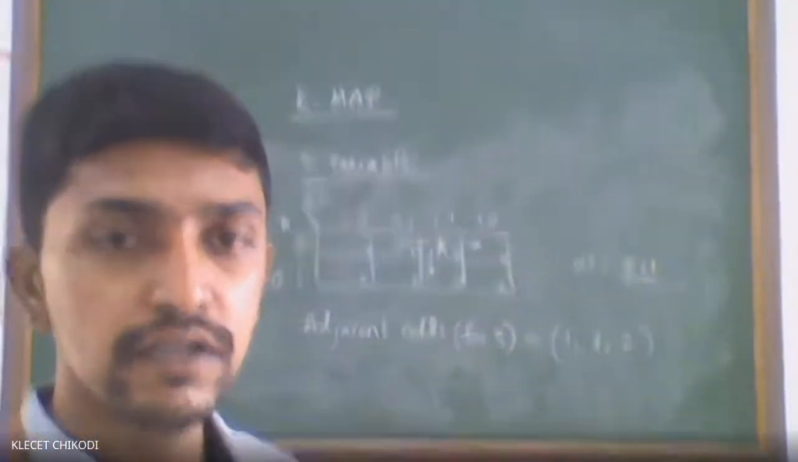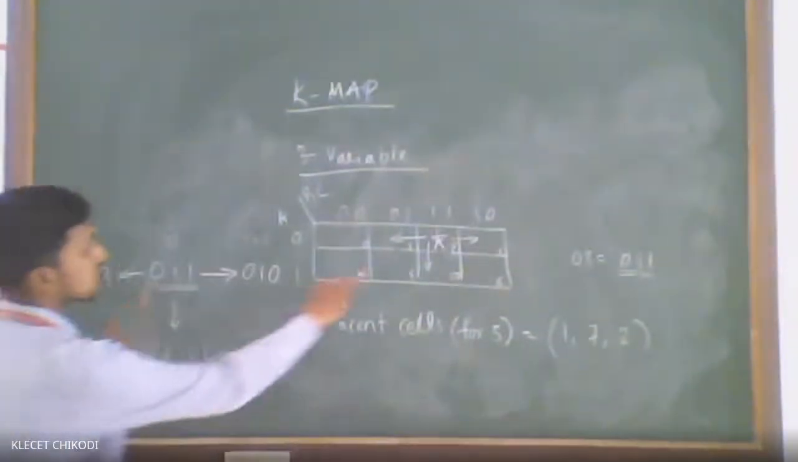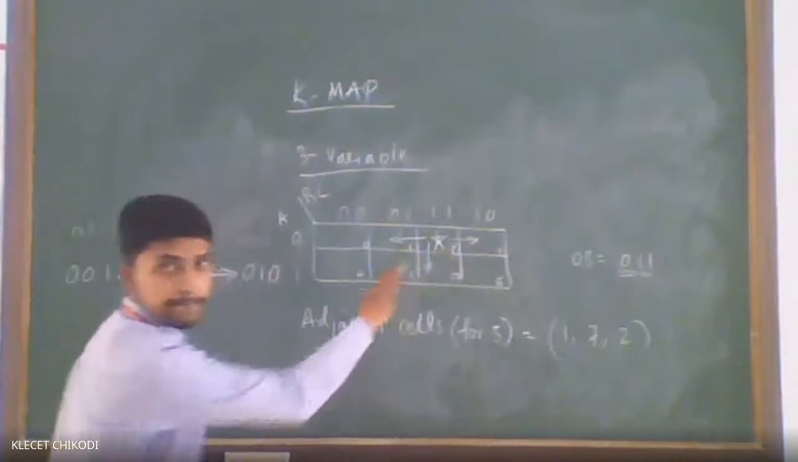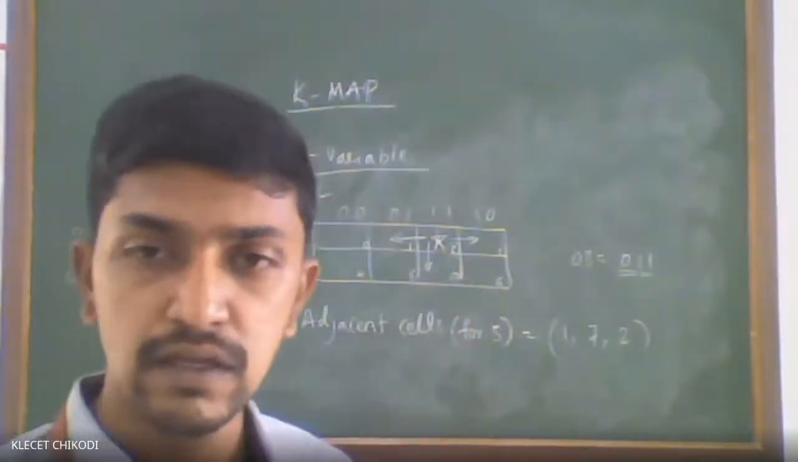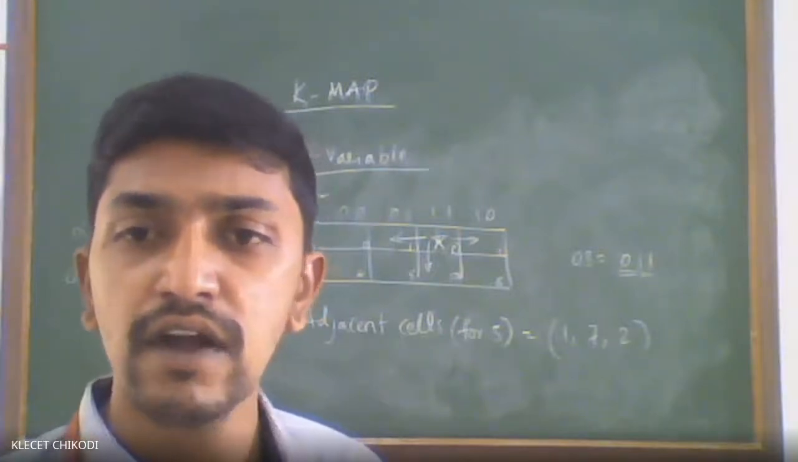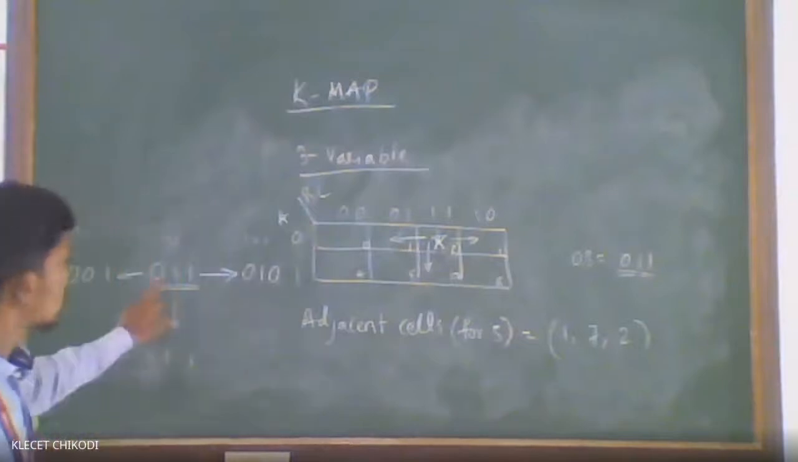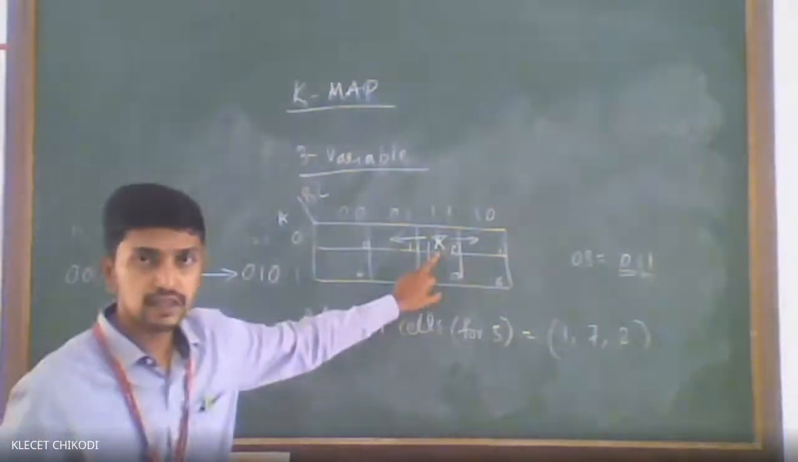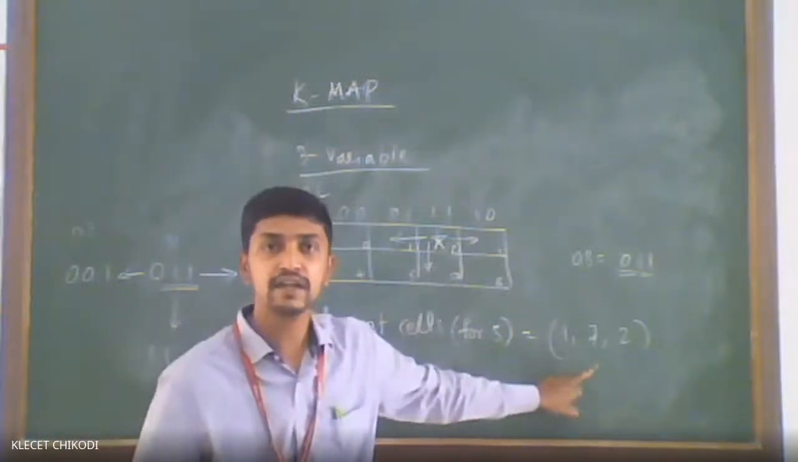Sorry for the inconvenience. Okay, you can see here I have considered the third cell. The logically adjacent cells are 2, 1, and 7. I have written those. Why do we call that logically adjacent?